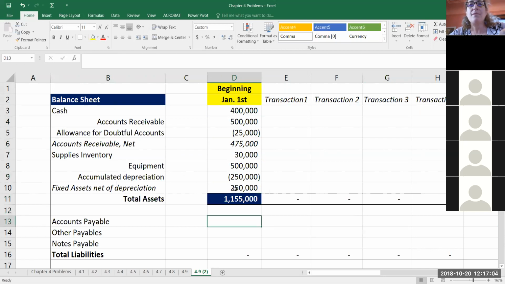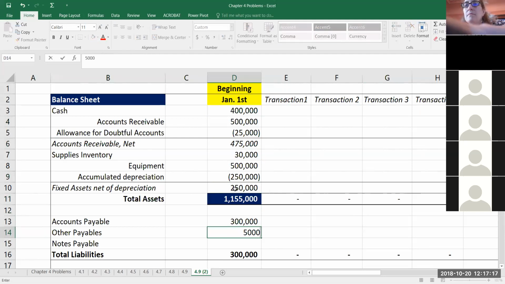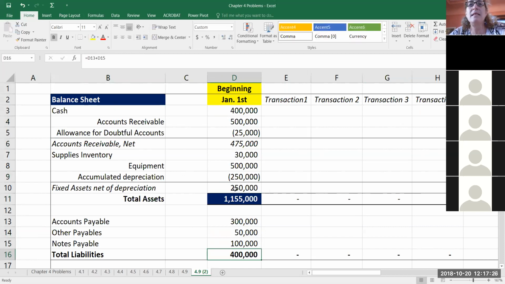Now our accounts payable, let's go ahead and assume that we've got 300,000 in accounts payable. Other payables, maybe we have 50,000 in other payables. And then we have notes payable. Let's say we have 100,000. Okay. All right. So we've got 400,000 on our liabilities.